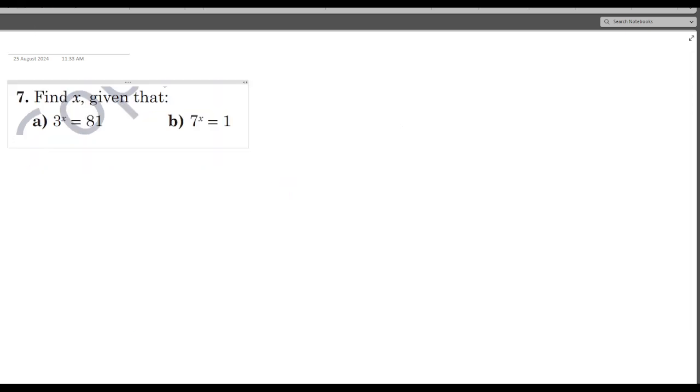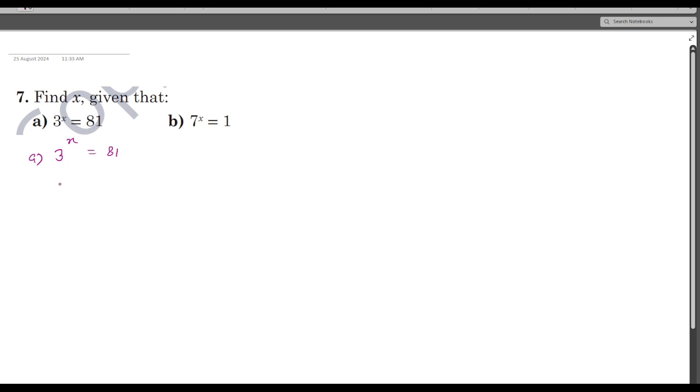Question number 7: find x given that 3 power x is equal to 81. What is given? 3 power x is equal to 81. So what I will do is write this 81 in terms of 3 power. You can see that 3 power 4 is 81. If you multiply 3 four times, you will get 81. Then you compare both the sides. So comparison will give you x is equal to 4.